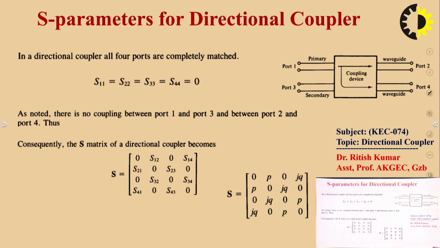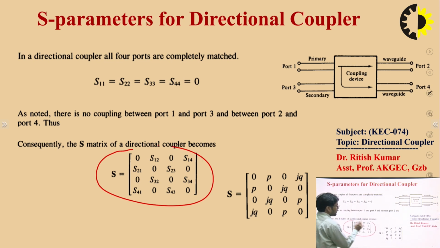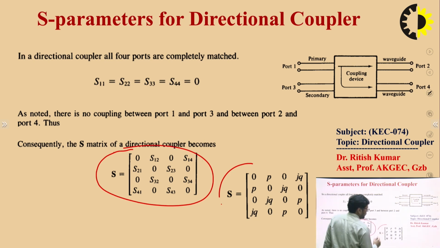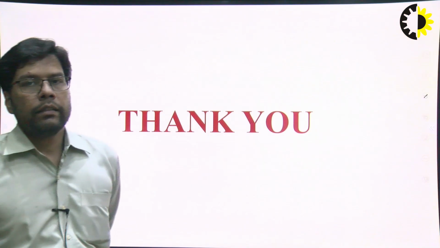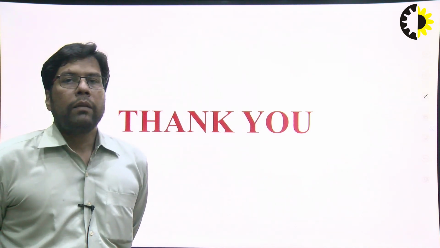I hope this is clear to all of you, and this is the scattering parameter of this two-hole directional coupler. You need to remember the scattering parameter of the two-hole directional coupler as well. So I think these two devices are clear to all of you, that is the two-hole directional coupler and the magic tee as well.